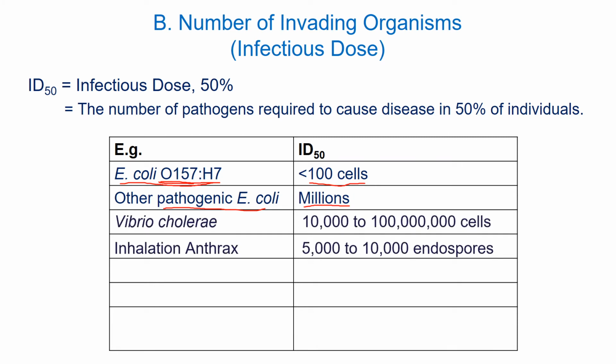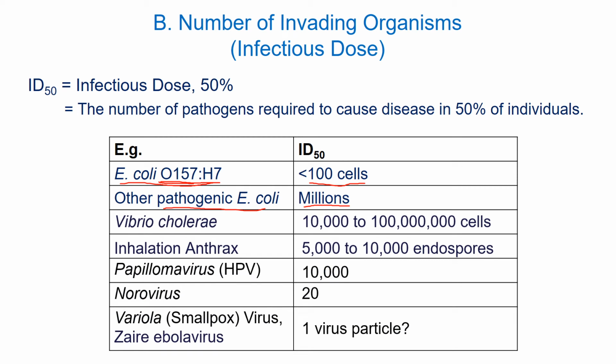Here's some other examples. You can see I have cholera there. The numbers again are relatively high. Cholera tends to be individual specific. Some people are more susceptible than others. Inhalation anthrax, you can see, is a little bit smaller, in the thousands rather than the millions. You can see some other examples. HPV causing warts and genital warts, about 10,000.